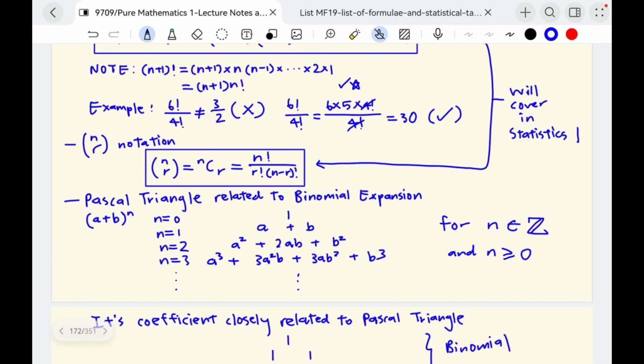The next thing is that the nCr notation is also closely related to Pascal's triangle. So when n equals 0, you have no choice. You only have one. When you have n equals 1, it means that you only have the a plus b expression.